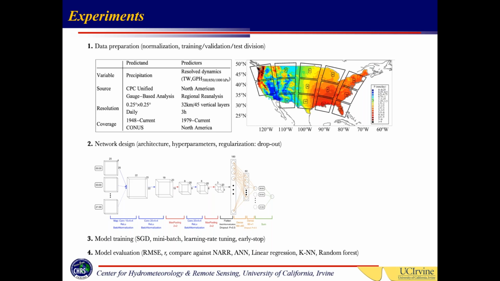And we divide the data into training, validation, and test sets. We use stochastic gradient descent to train the model using mini-batches, tuning different learning rates based on empirics, and we adopt an early stopping strategy. And the models are evaluated using root mean square error and correlation, and compared against the original North American Regional Reanalysis product and the multilayer perceptron, which is a fully connected neural network, linear regression, k-nearest neighbor, and random forest.